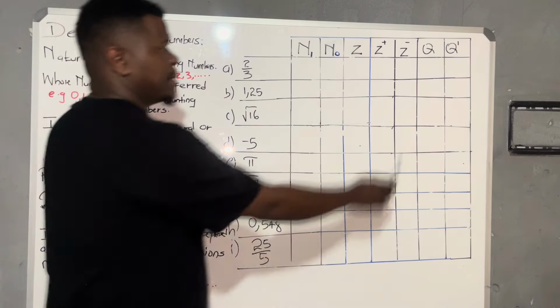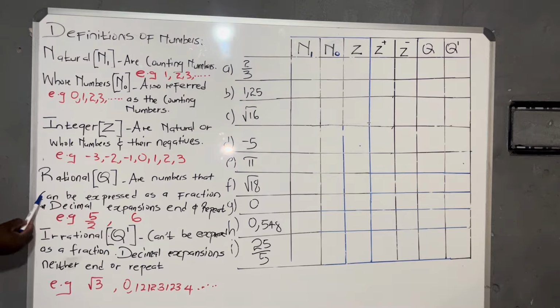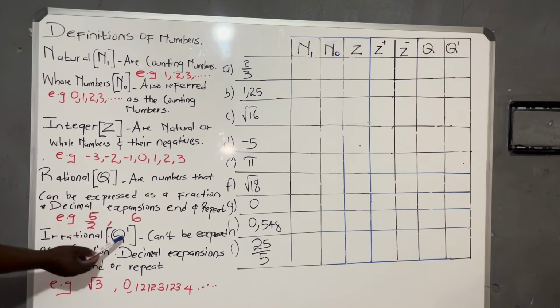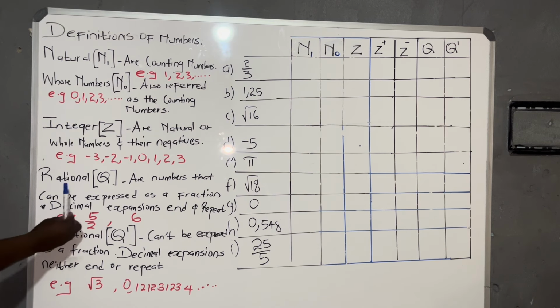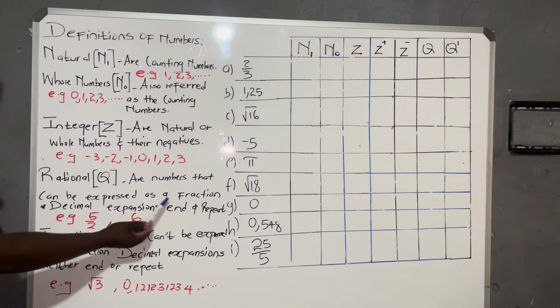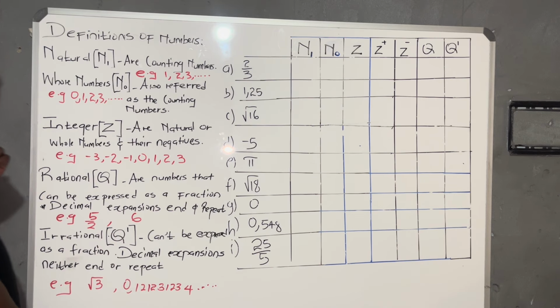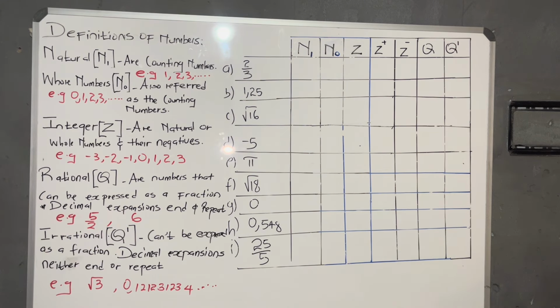Okay? Now, what about the Q? Obviously, Q is for the rational numbers, and Q prime is irrational. These two are the opposite of each other. Now, what are the rational numbers? They say these are numbers that can be expressed as a fraction. Point number 1: they can be expressed as a fraction. Now, what is a fraction? A fraction consists of a numerator over a denominator.